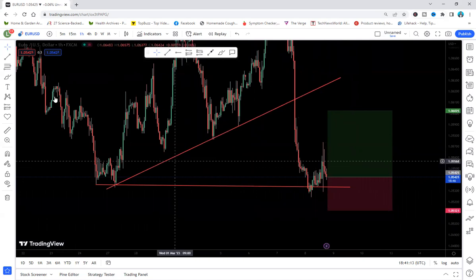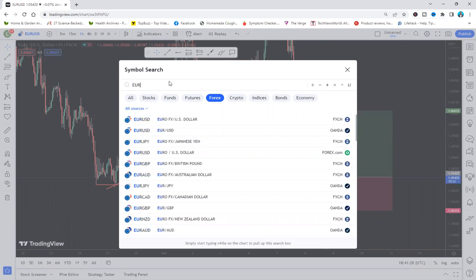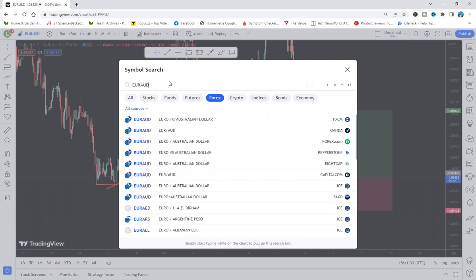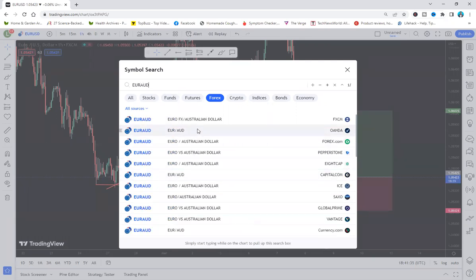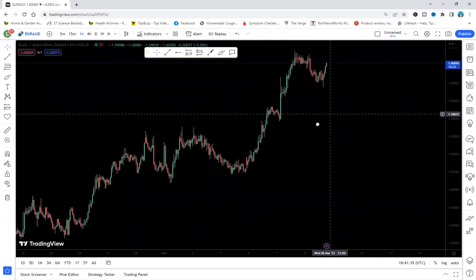And then also, the last pair I want to give you is going to be either Euro AUD or GBP AUD. Which one do I give you? Okay, let's go for Euro AUD. This is going to be our third pair.